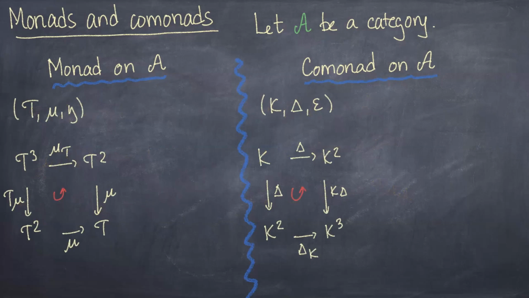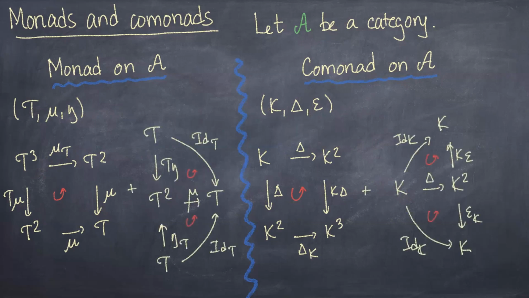One is an associativity for mu, or a co-associativity for K. The two different ways of getting from T cubed to T, or from K to K cubed, are the same. And also a unitality or co-unitality property, saying that if I apply the unit in one factor and then multiply, it's the identity, and dually for the co-unit. So one short way of saying this is that a monad is a monoid in the category of endofunctors on A equipped with composition, and dually for comonads.